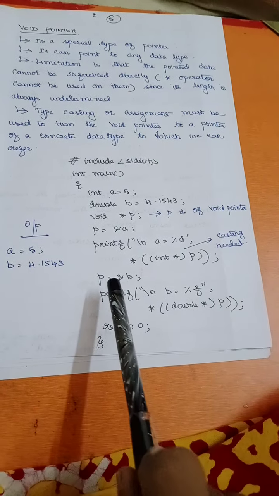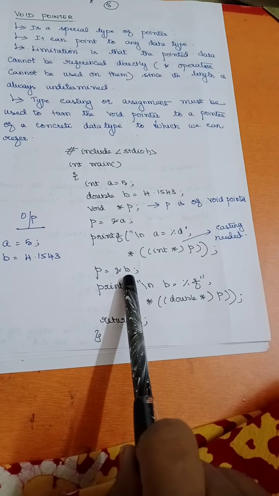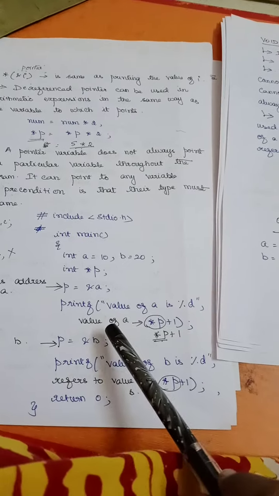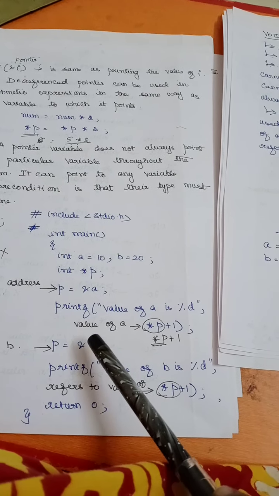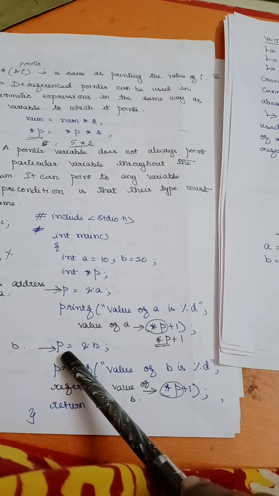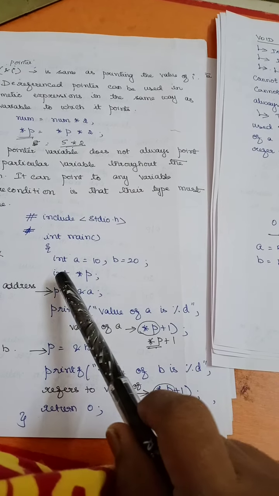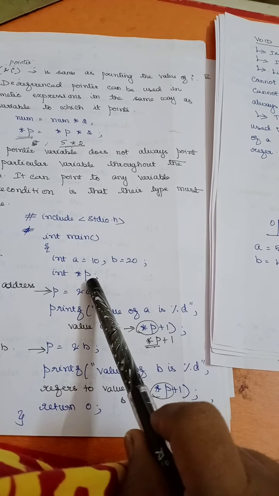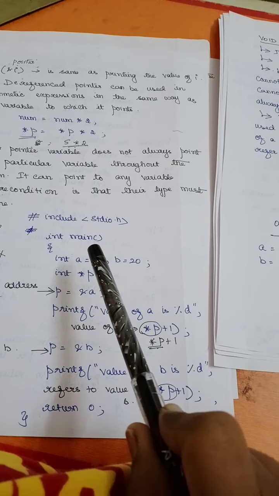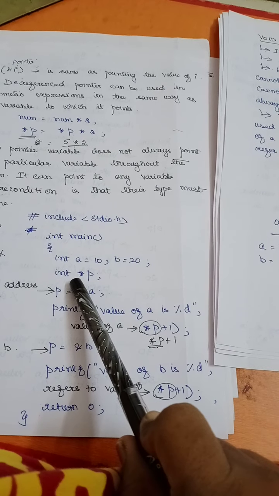Similarly, p equal to &b. Now when you see in this program, I cannot assign a different type to p. Why? Because we have declared int *p here. p can hold only the address of a variable of type integer.